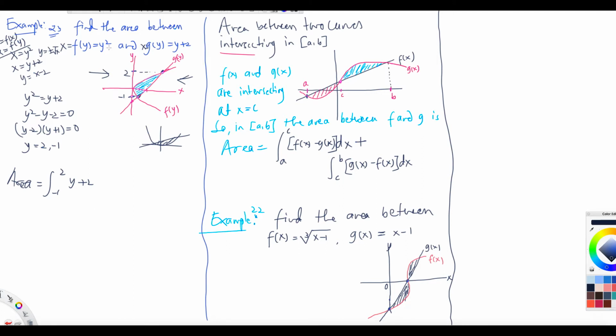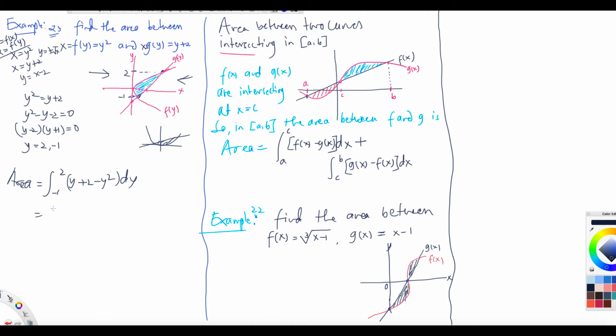Because we have functions of y, minus y squared and then dy. You see that dy, and we are putting the limits of y, not x. This is y equals negative 1, and this is y equals positive 2.